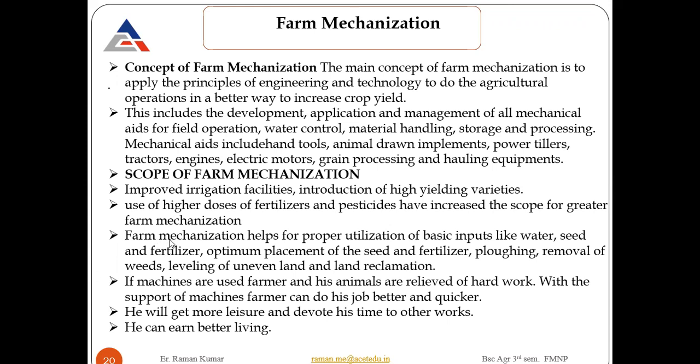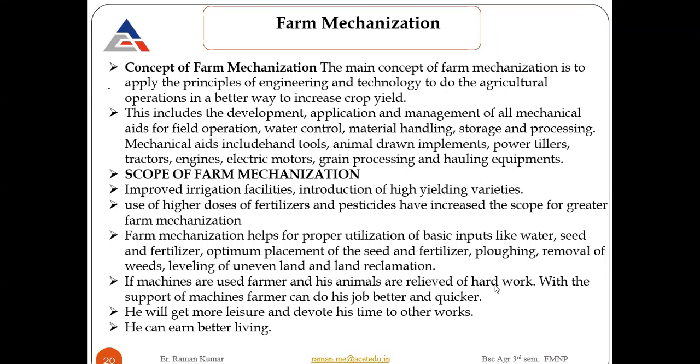Next, farm mechanization helps in proper utilization of basic inputs like water, seed, and fertilizer, with optimum placement of seed and fertilizer, ploughing, removal of weeds, leveling of uneven land so that your land surface is smooth, and land reclamation. With proper control of all these things, we can increase farm mechanization. Next, if machines are used, the farmer and his animals are relieved of hard work.